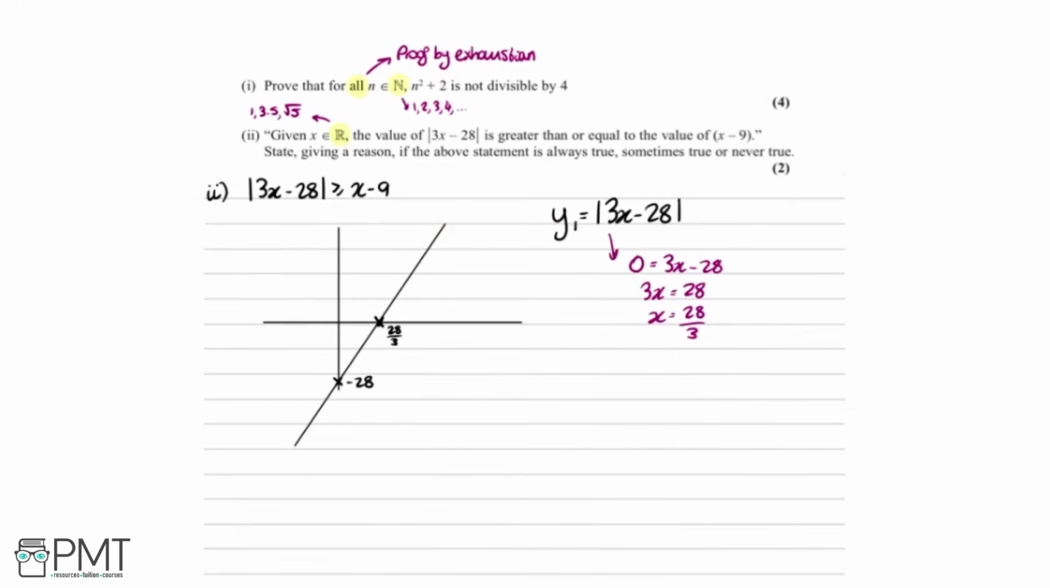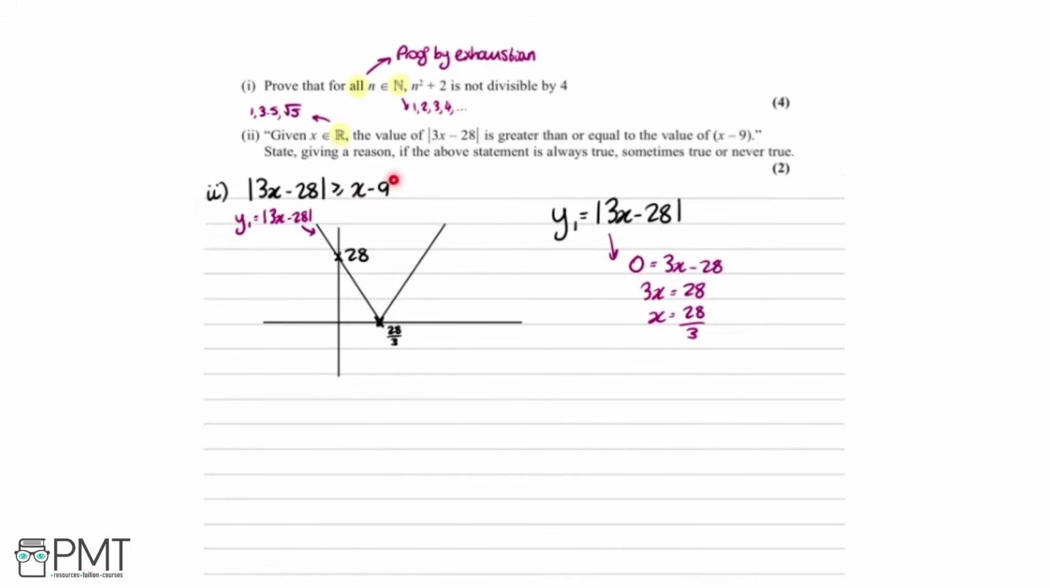However, we don't have that. We've got y equals the modulus of 3x minus 28. So this means that anything below the x-axis, we need to essentially flip up here. It's going to flip up to create a V shape like this. And this point is just a reflection. So we've got minus 28 here, so it's going to be positive 28 here. And I'm going to get rid of all of this down here.